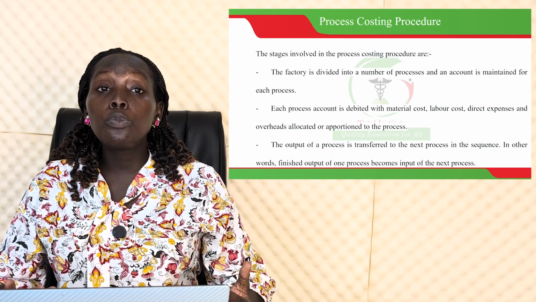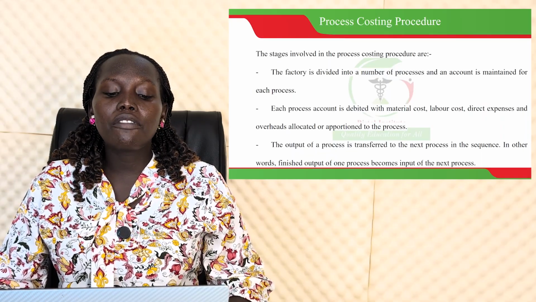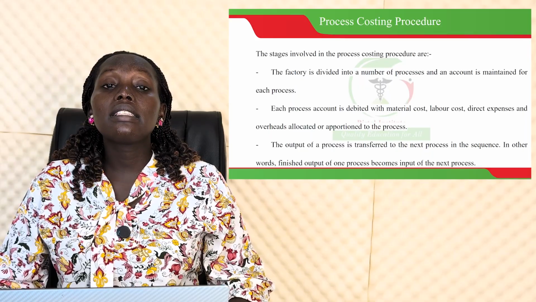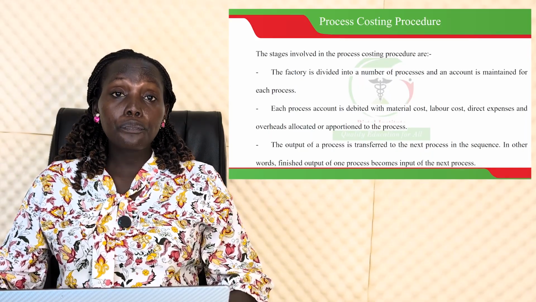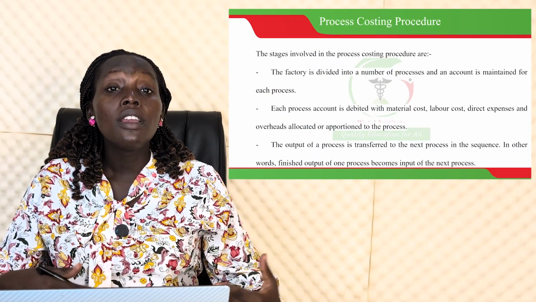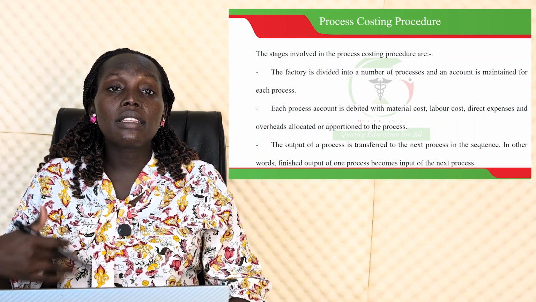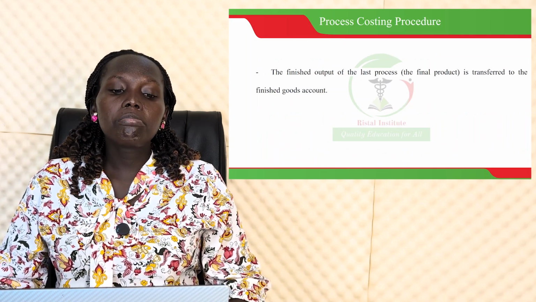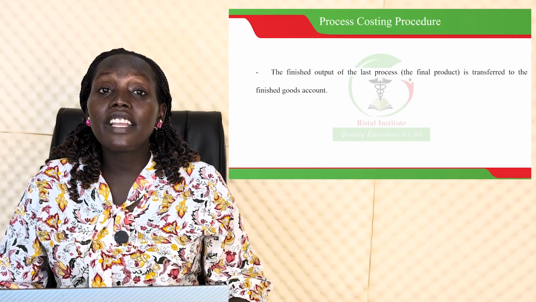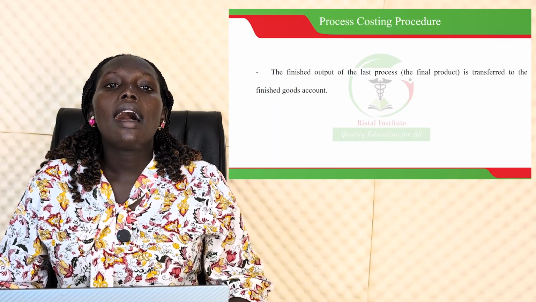And then we also see that the output of the process is transferred to the next process in the sequence. In other words, the finished output of one process becomes the input of the next process. So what you got as your finished goods in process 1 becomes your raw materials in the next process. In process 2, it keeps on going like that. And the finished output of the last process, that is the final product, is transferred to the finished goods account or to the finished stock account.